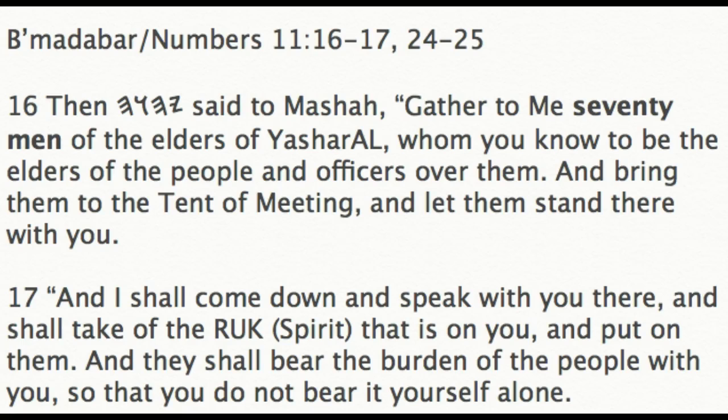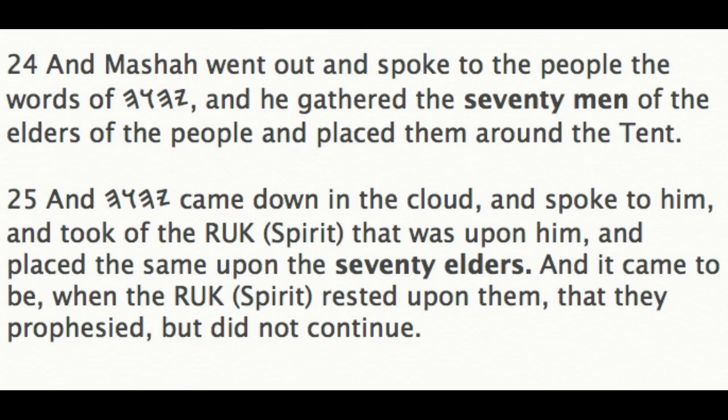We see a similar account of this in Bamadabar, or Numbers chapter 11, verses 16 through 17, and also verses 24 through 25. Verse 16 says, then Yahuah said to Mashah, gather to me 70 men of the elders of Yasharal, whom you know to be the elders of the people and officers over them, and bring them to the tent of meeting, and let them stand there with you. And I shall come down and speak with you there, and shall take of the root, or spirit, that is on you, and put on them, and they shall bear the burden of the people with you, so that you do not bear it yourself alone.